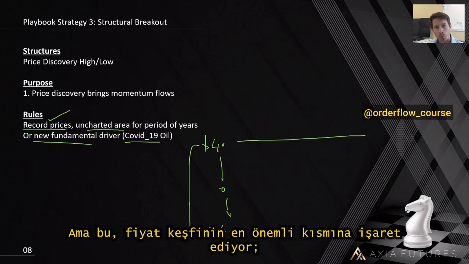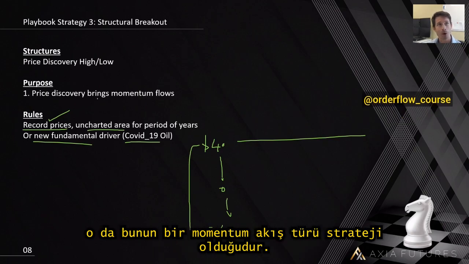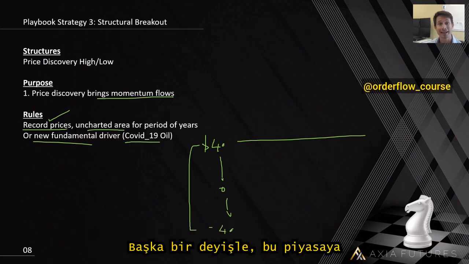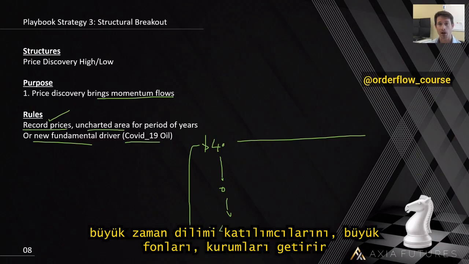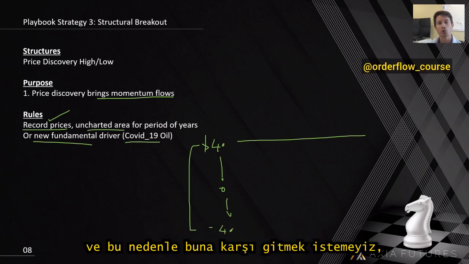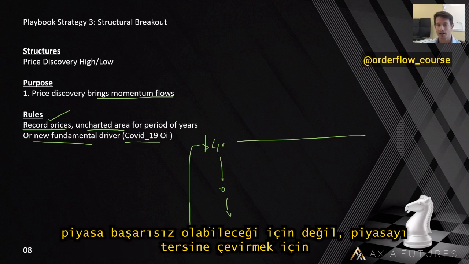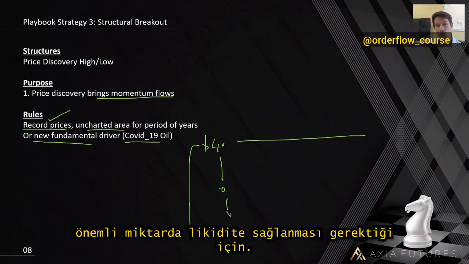But it points out the most important part of price discovery, which is that it's a momentum flow type strategy. In other words, it's bringing big time frame participants into the market, big funds, institutions, and therefore we do not want to go against it. Not because the market can't fail, but because it requires a significant amount of liquidity to be provided in order to turn the market around.